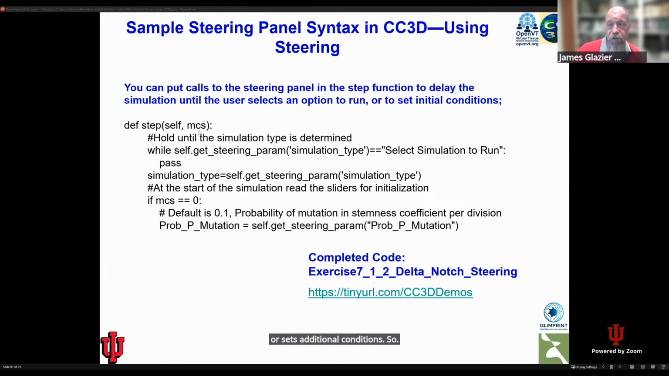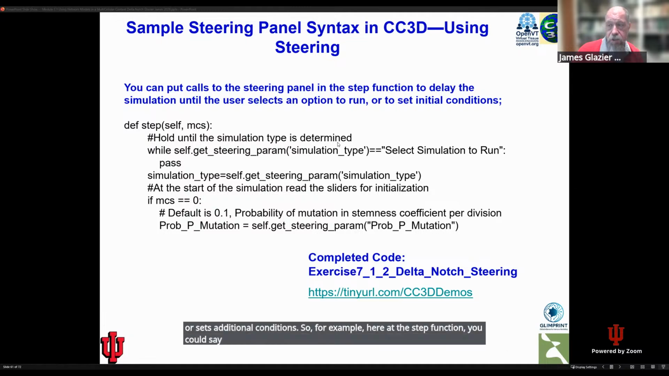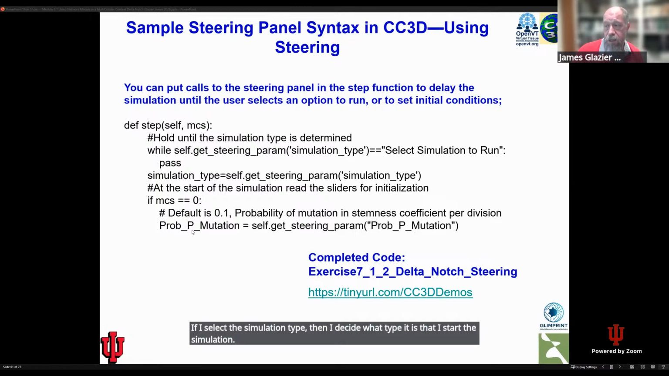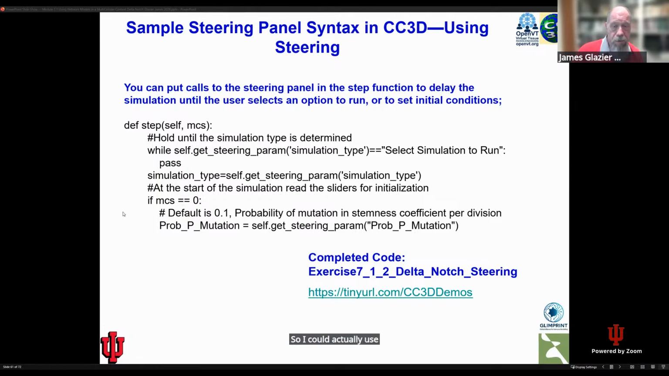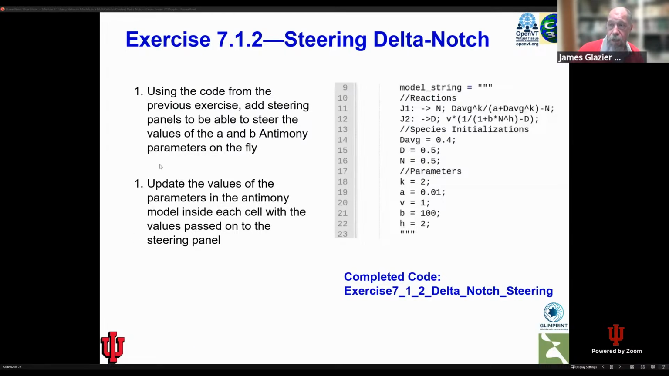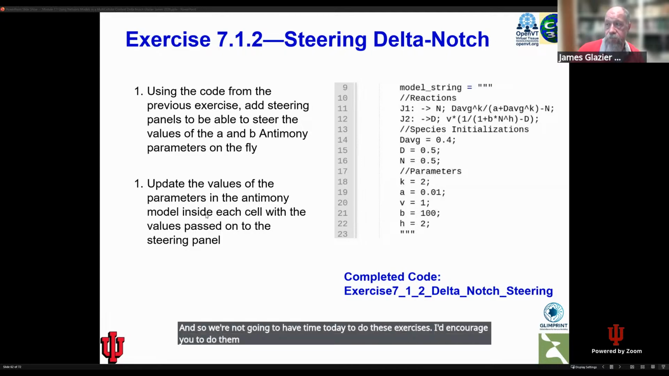So for example, here in the step function, you could say, I'm going to hold the simulation until the type is determined, while self.get steering panel parameter simulation type is select simulation to run, pass, that will do nothing. If I select the simulation type, then I decide what type it is that I start the simulation. So I could actually use a pull down in the steering panel to allow a user to start the simulation in one of different modes. And so we're not going to have time today to do these exercises. I'd encourage you to do them as homework assignments.